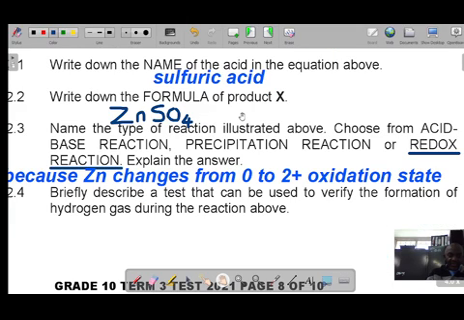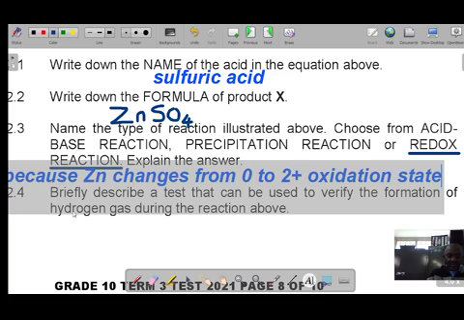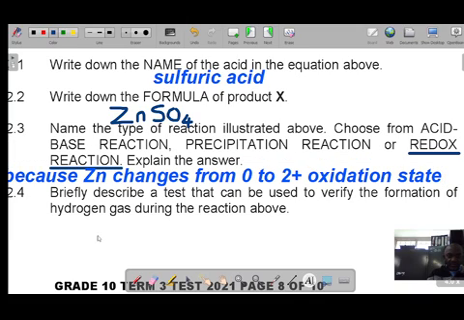Now they said lastly, let's briefly describe a test that can be used to verify the formation of hydrogen gas during the reaction above. Now if you burn this hydrogen gas which has been produced, it burns with a pop sound. Hydrogen gas burns with a pop sound. That's our answer.